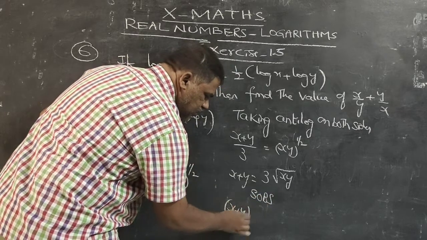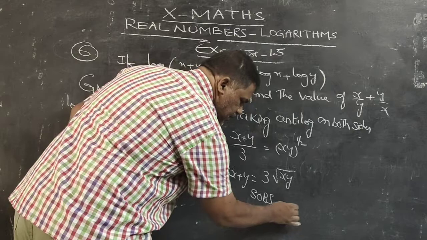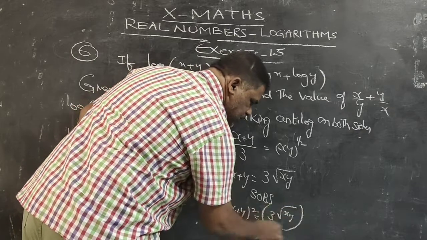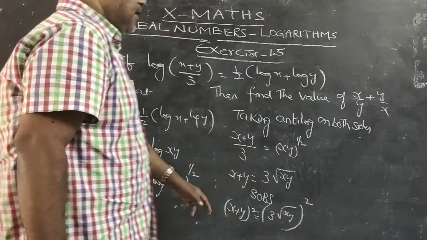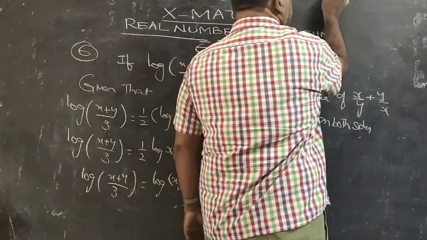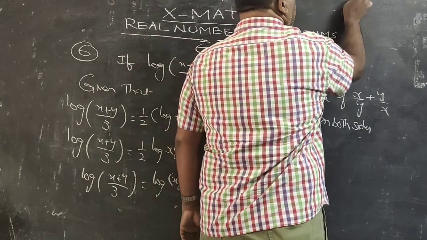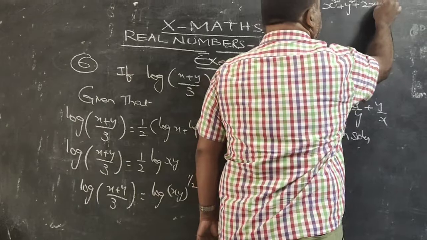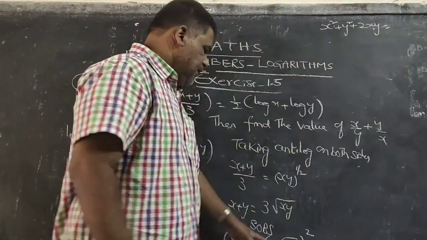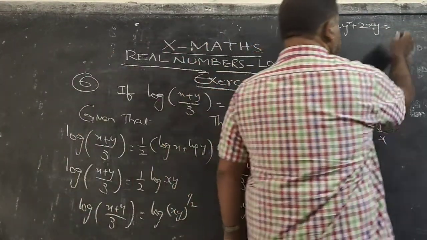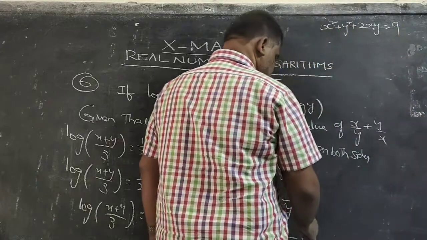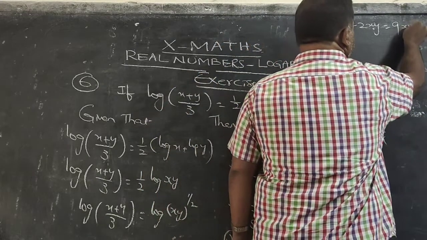(x + y)² is equal to (3√(xy))². Now the left side, if you expand (x + y)², is x² + y² + 2xy. 3 if you square it is 9. Root xy whole square means it is xy.